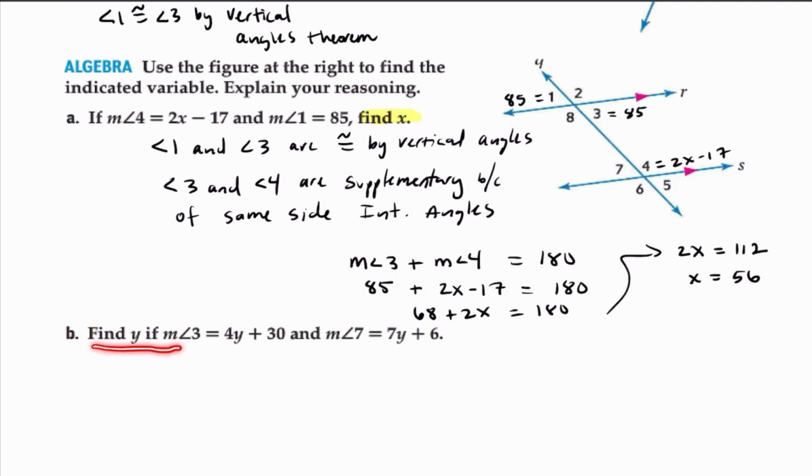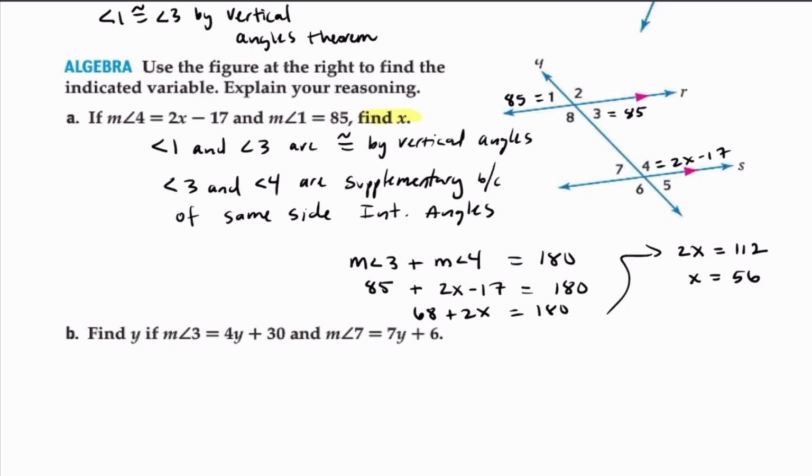Okay, so let's take a look at B. It says find y if the measure of angle 3 is 4y plus 30 and the measure of angle 7 is 7y plus 6. Problems A and B do not relate to each other, and here's why. For A, we had the measure of angle 3 be 85, but B says measure angle 3 is 4y plus 30. So we're using the same diagram, but different numbers and variables. So I'm going to use a different color. You should too, so you don't confuse yourself.